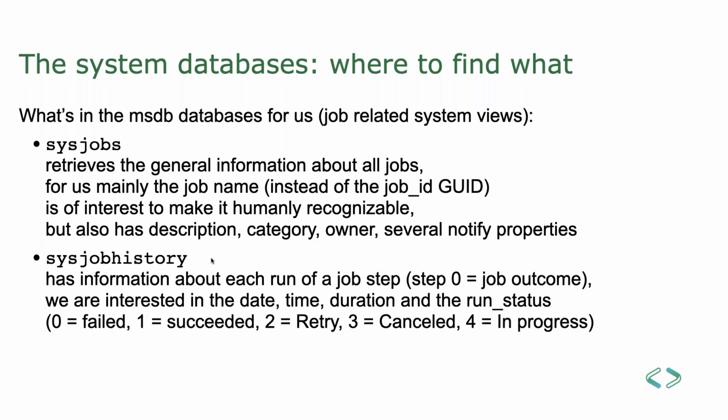The sysjobhistory has the information about each run of a job step. And when we only look at step 0, it's the job outcome, so the final result of the whole job running. That's where we can take the date and time, also the duration, and we can also regard the run status to see if it was successful or not. If it's 1, it's successful, 0 is failed, and you've got some other statuses here which are not of so much interest to us.